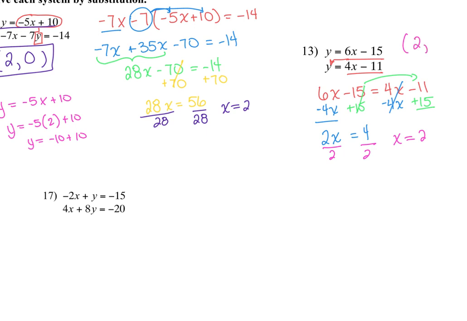I need the y value, which is not necessarily always the case. You could solve for y first. It doesn't matter. But whichever one you solve for, you need to plug it in. So choose either equation. If I just did that top equation, y equals 6x minus 15, I'm going to plug in that 2. 6 times 2 minus 15. Y equals 12 minus 15. So y is negative 3.